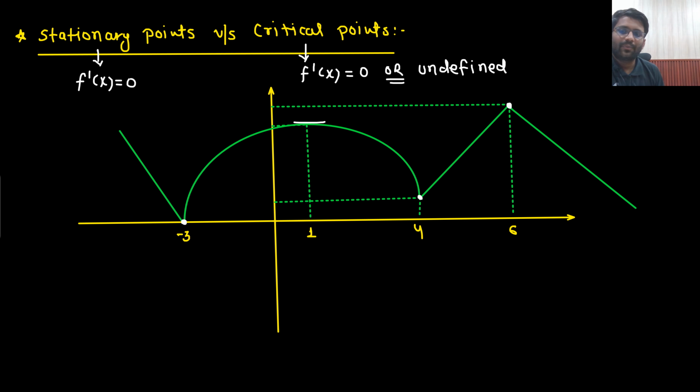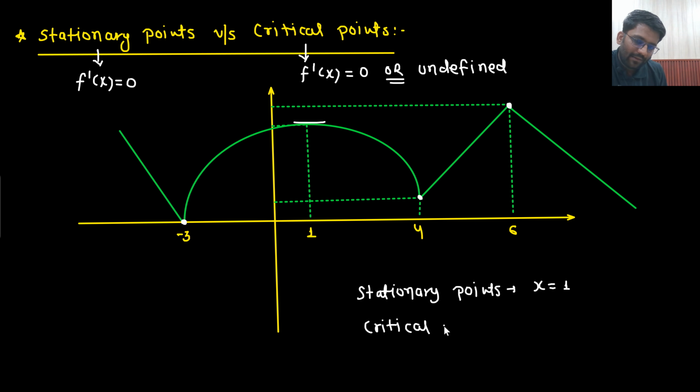So what all are your stationary points here? Sir, I see only one point where the slope is 0, that is x equals 1, right? And what all are your critical points?